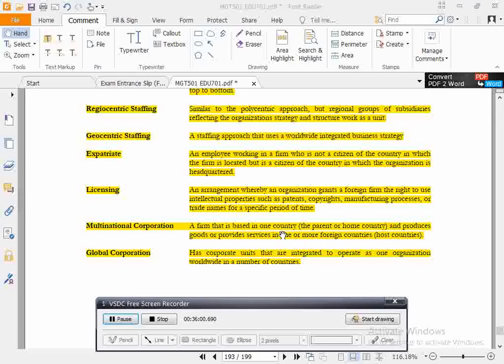Global corporation has corporate units that are integrated to operate as one organization worldwide in a number of countries.